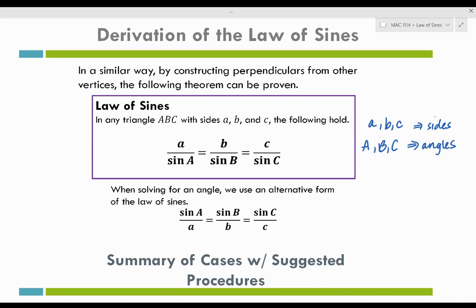So just pay attention that when we use this law, we're never going to use all three proportions at the same time. Usually we will use little a over sine A equals little b over sine B, or we may use something like this: little a over sine A equals little c over sine C. You're never going to use all three pieces for the same problem. You're just going to use two proportions at a time, okay?